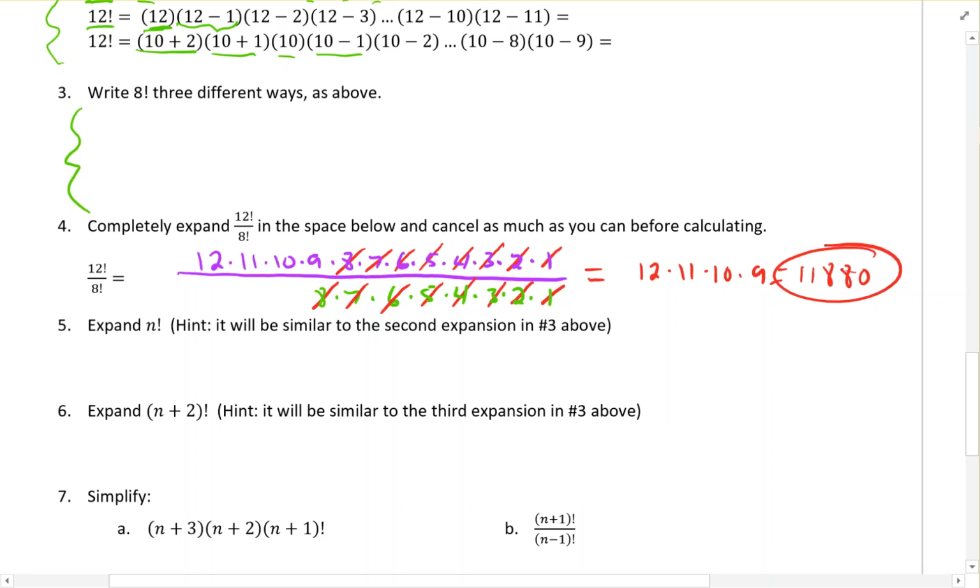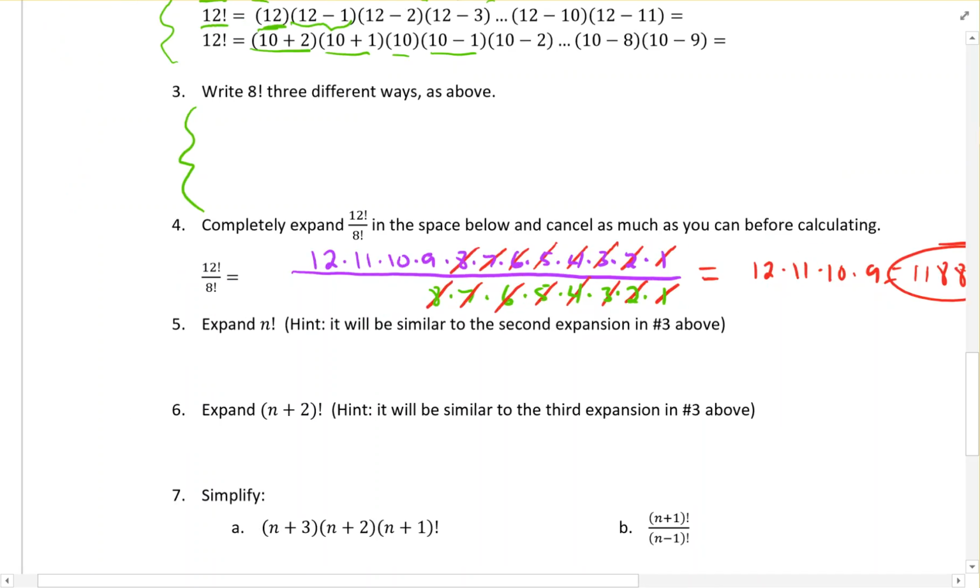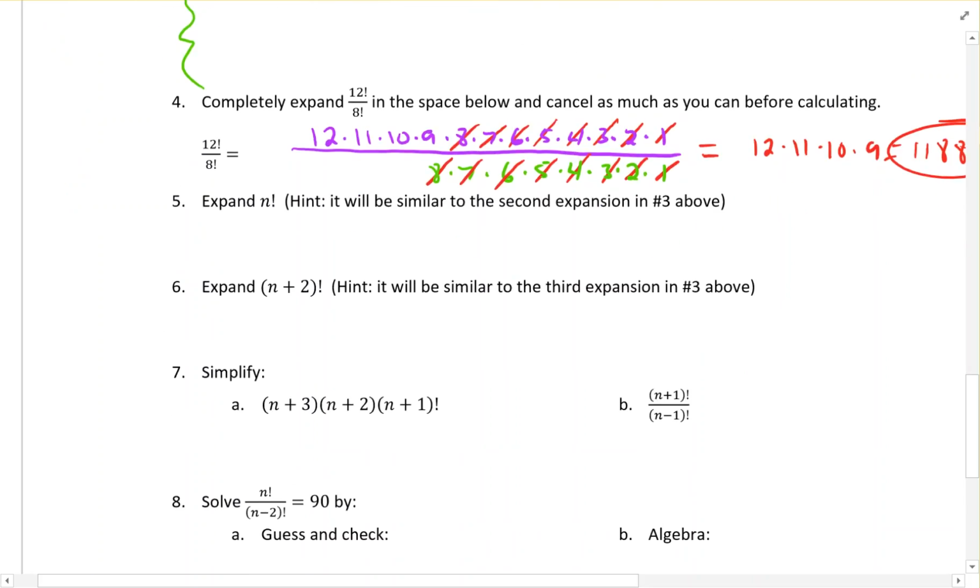All right, so that'd be your answer for that. So you can kind of see how this would work, right? All right, so now, number 5 here, we're going to get into how to write out this factorial notation when we don't know what the number is. So it's just, we're going to call it n.